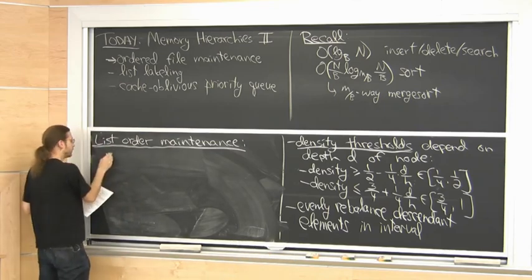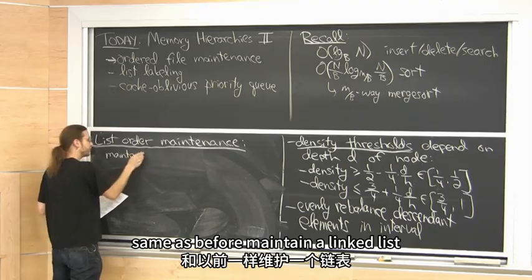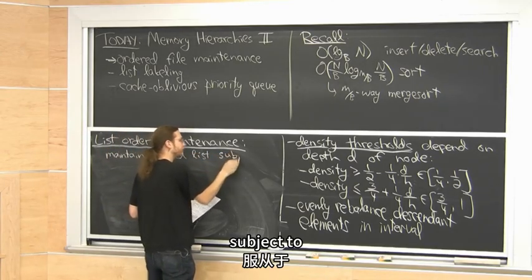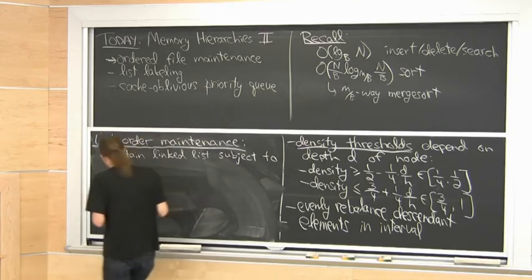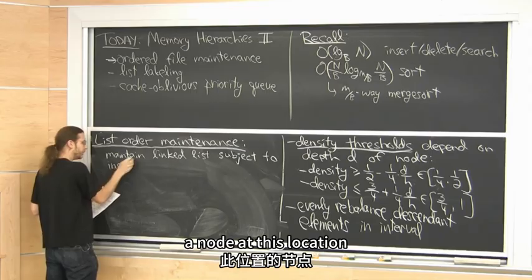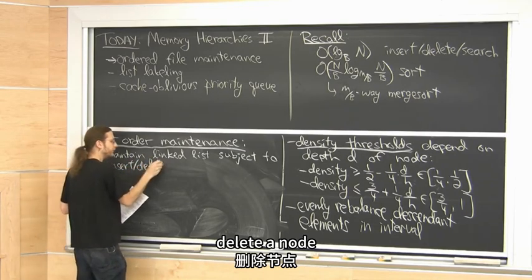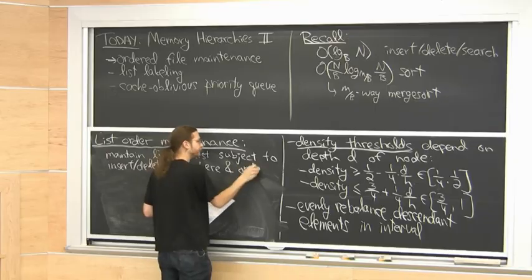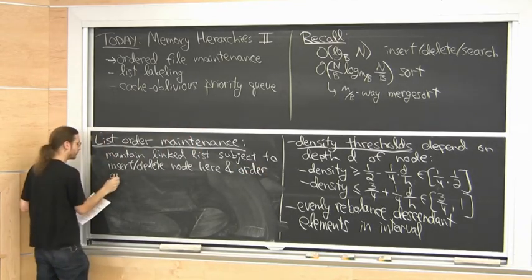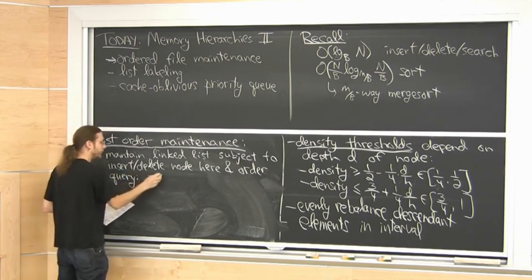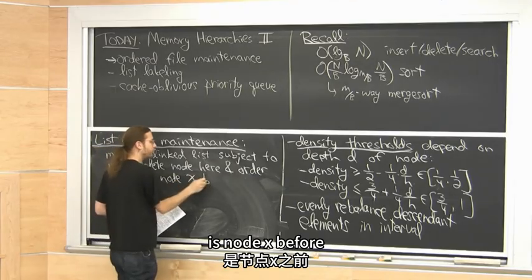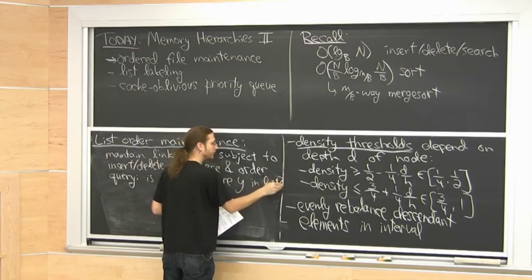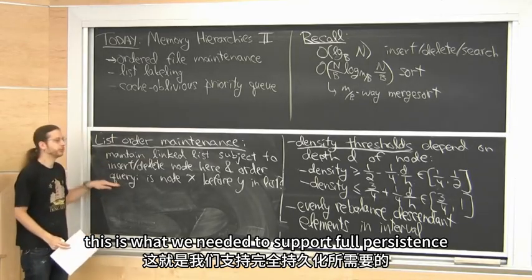So here, same as before, maintain a linked list, subject to insert a node at this location, delete a node at this location, and order queries. Is node X before node Y in the list? This is what we needed to support full persistence.